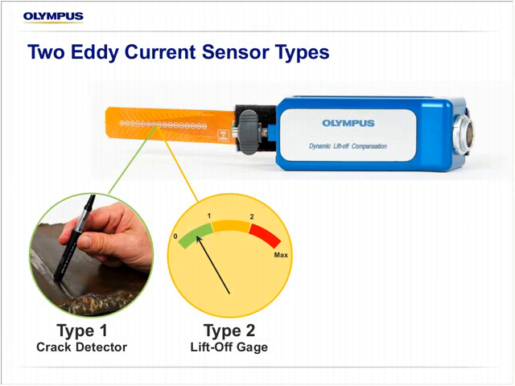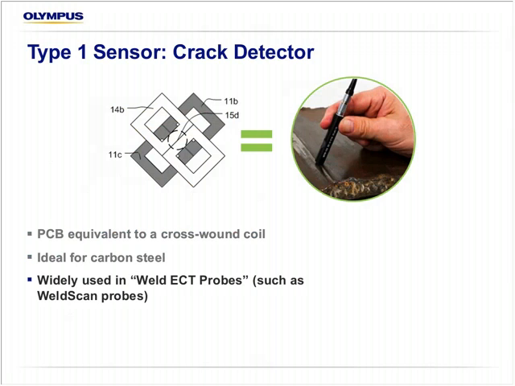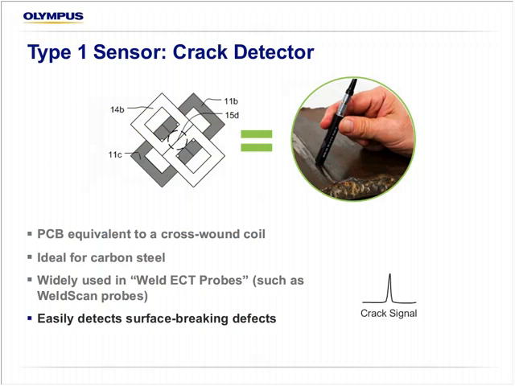This Magniform sensor has two sensor types. The type 1, let's call that the crack detector, and the type 2 is a lift-off gauge. The type 1 sensor, this is an actual image from a patent application up there. Basically, it's a PCB equivalent to a cross-wound coil, for those familiar with that. It's ideal for carbon steel. This coil is probably the best for carbon steel, and it's widely used in its non-PCB form, at least, in the weld ECT probe, such as WeldScan, which is a name widely known. It easily detects surface breaking defects, and it detects through the paint, but it is also impacted by the lift-off. So that was type 1.